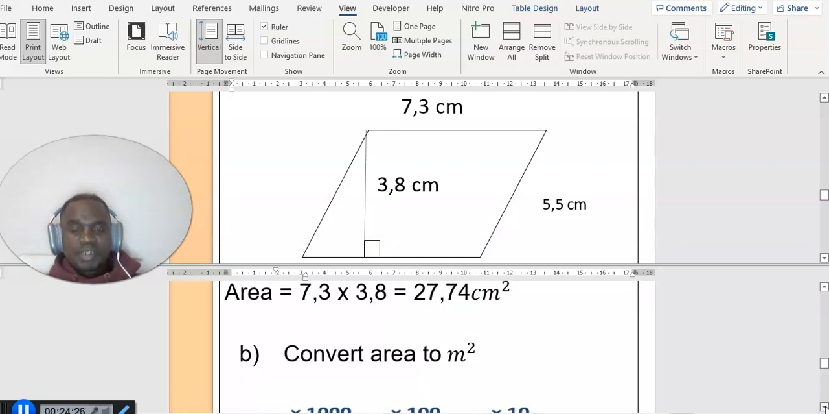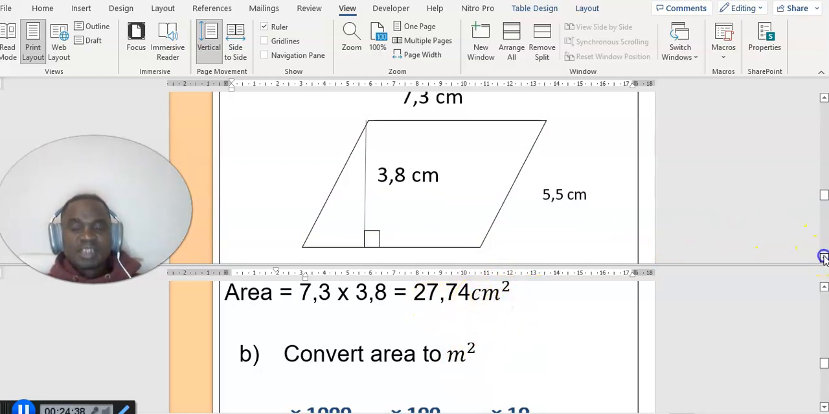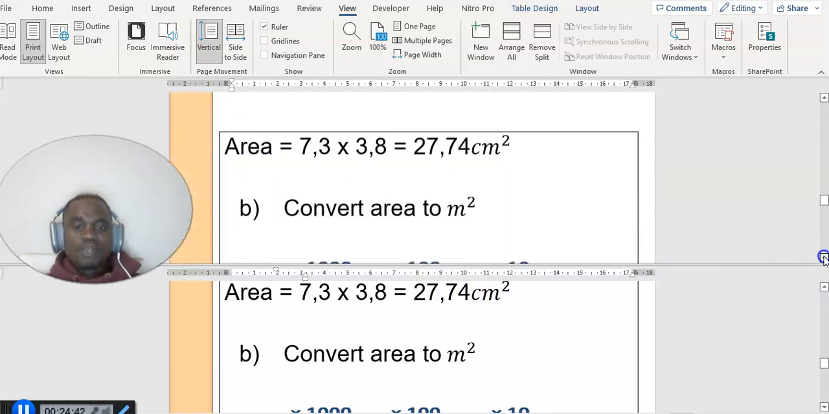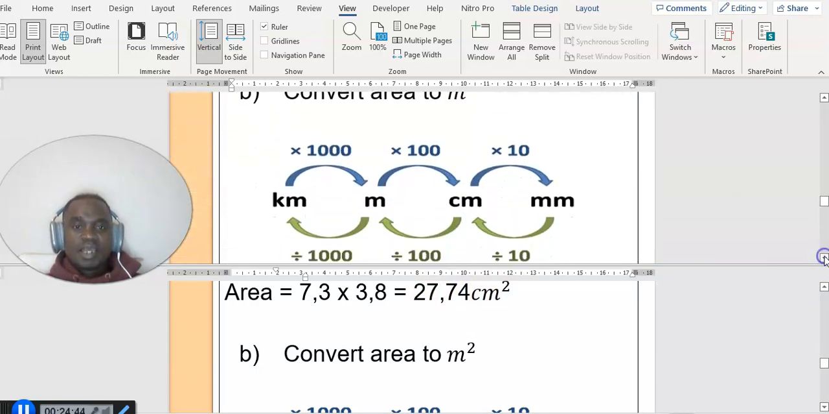Then the next question is saying we should convert this value, which is in centimeters, to meters, because this is the area. How do you do that? Okay, we have a conversion table here. It will not be given to us. You must know how to use it.